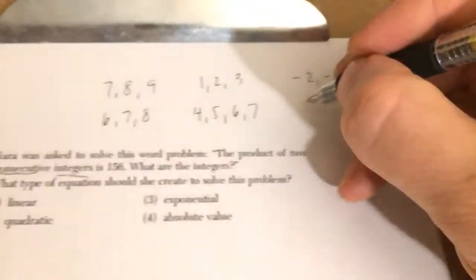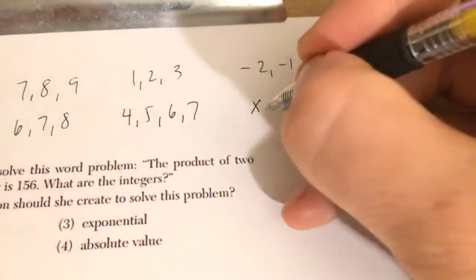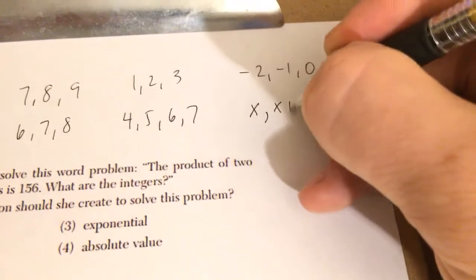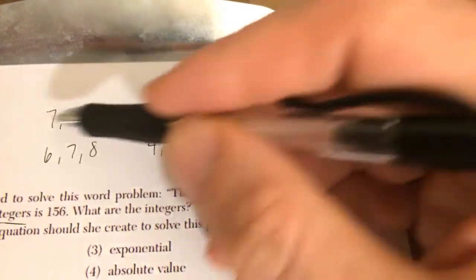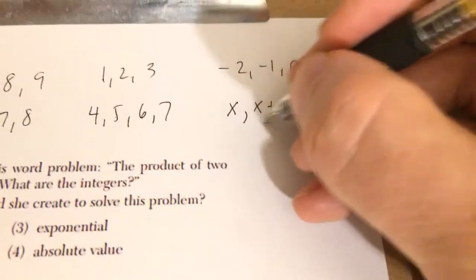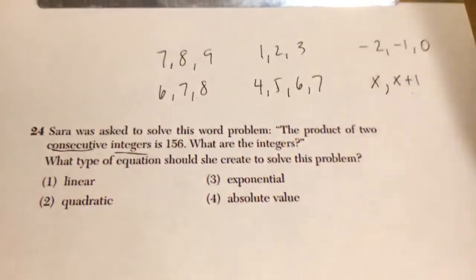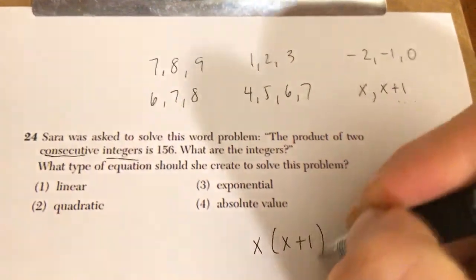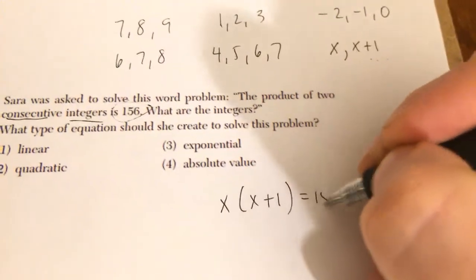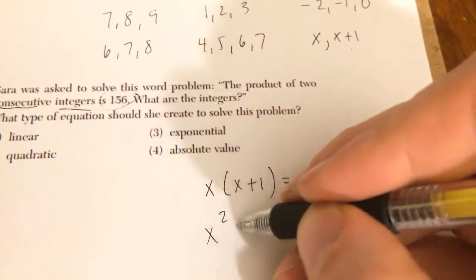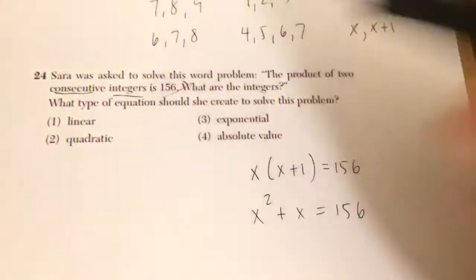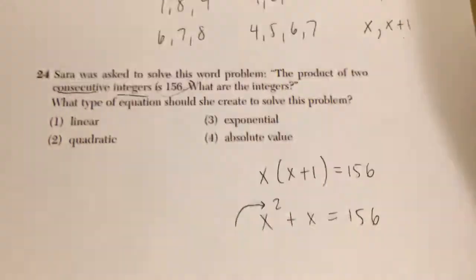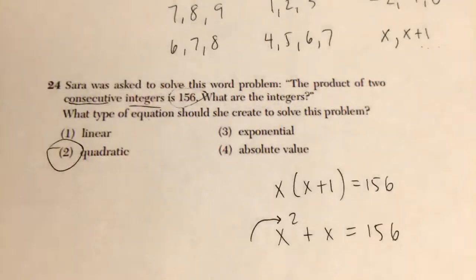Now if I say one integer is x, then the next consecutive integer is x + 1. Think about it. When I got to the next one, what did I do to the previous one? I added 1, added 1, added 1, added 1. So this x + 1 means the next integer. So the word problem is saying the product of these two consecutive unknown integers. So you would do x times (x + 1), and they're telling you the product is 156. If you were to multiply this out, you would get x² + x = 156. Now they don't even ask you to solve it. They're asking you what type of equation would result. And because of this x squared, you are talking about a quadratic equation.